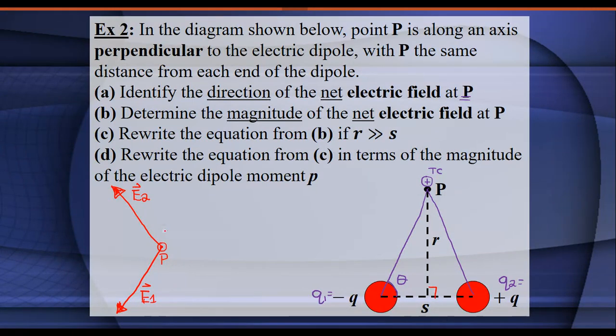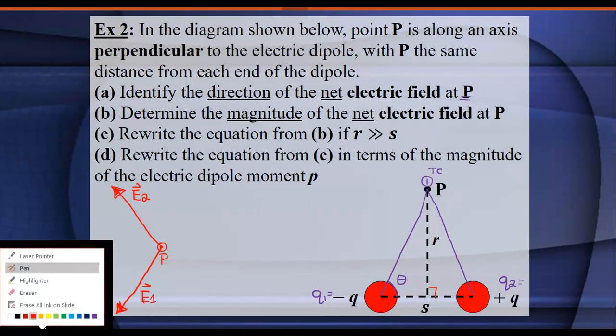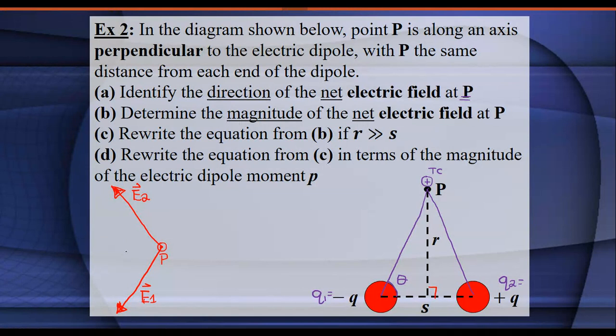Now, if I wanted to, what I could do here is I could break this into vector components. So I'll do this with a different color. So E2, we could break into having an X component that points towards the left and a vertical component that points up. And we could call the vertical component E2Y. And we can call this horizontal component here E2X.